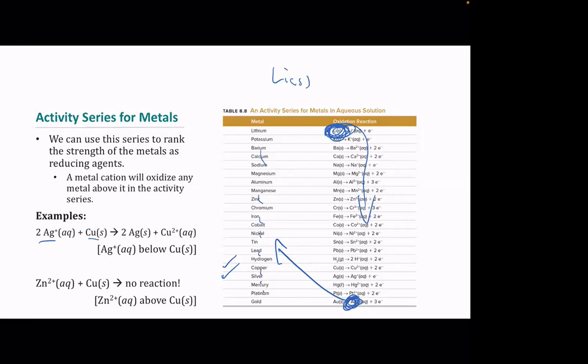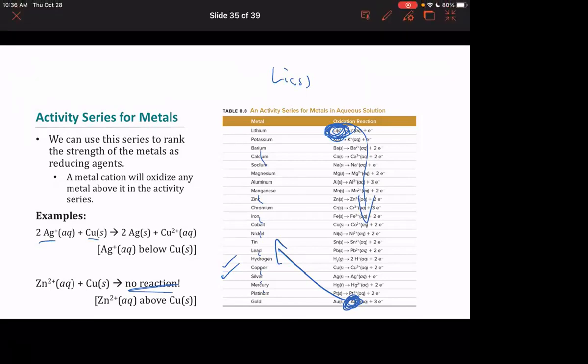So no reaction here. This is what I was getting at before. Zinc ions with copper. Zinc, where's zinc? There's zinc ions. And then copper down here, you see? No good, no reaction. Copper ions with the zinc would have worked, right? With the elemental zinc would have worked, but not the reverse. So the top one has to be on the left, the bottom one has to be on the right.